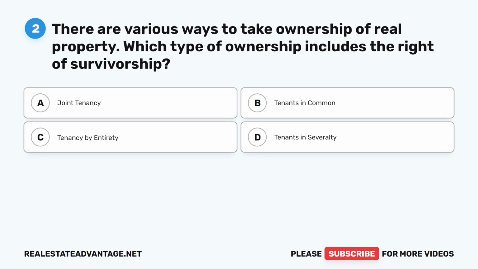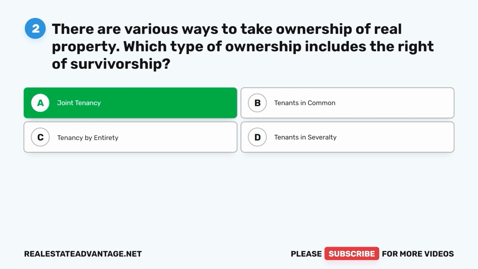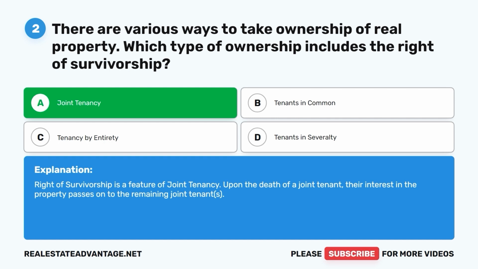the agreement. Question 2. There are various ways to take ownership of real property. Which type of ownership includes the right of survivorship? A. Joint tenancy. B. Tenants in common. C. Tenancy by entirety. D. Tenants in severalty. The correct answer is A. Joint tenancy. Right of survivorship is a feature of joint tenancy. Upon the death of a joint tenant, their interest in the property passes on to the remaining joint tenants.